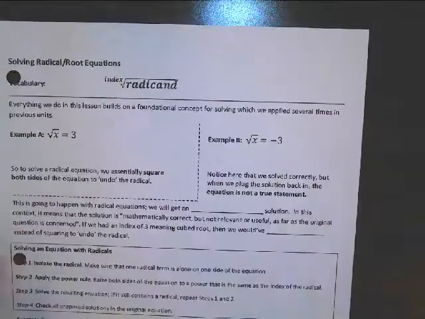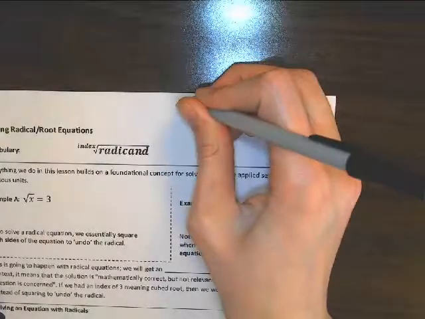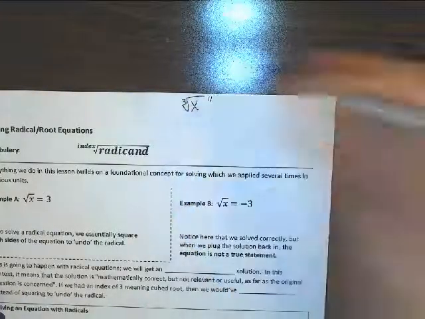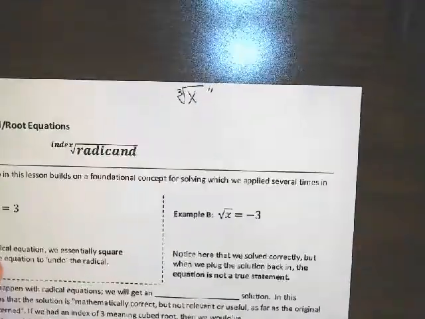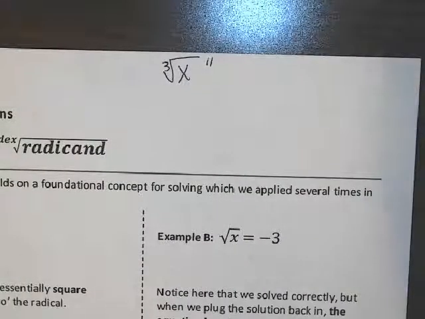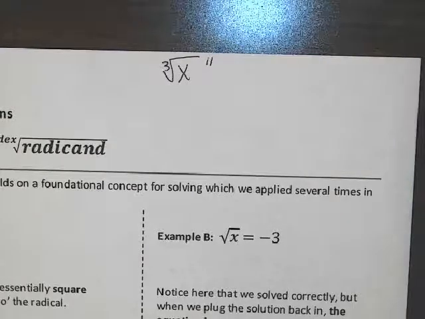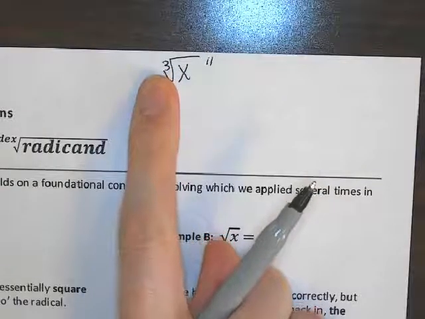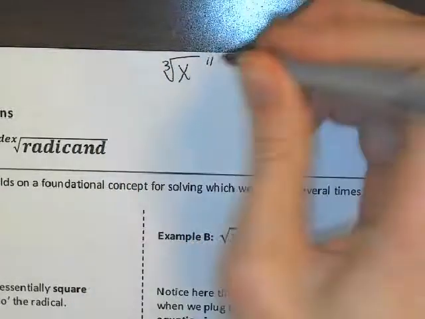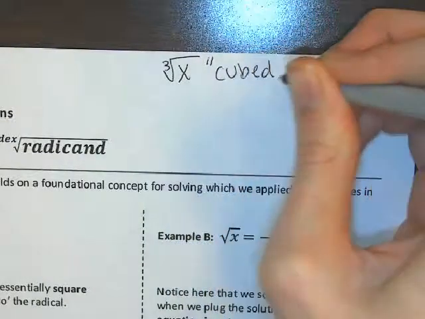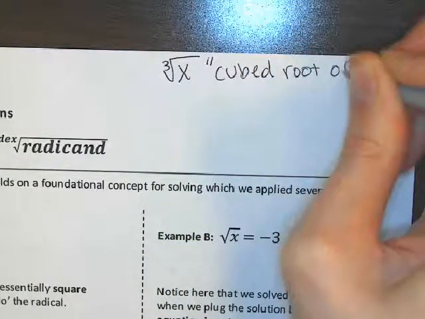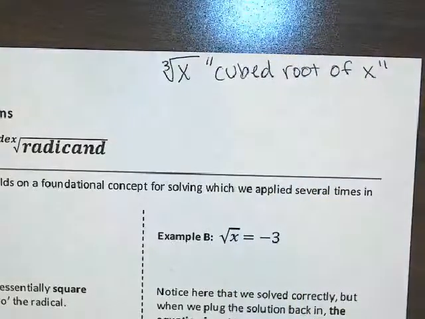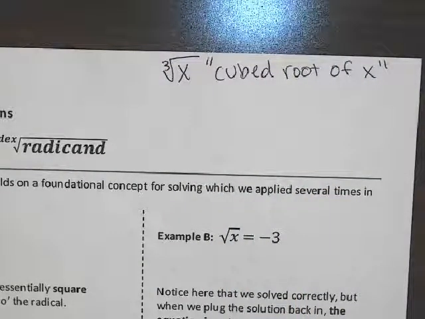Okay, so let's put a little example up here. I'm going to put this. How would you guys read this to me? Like in words, what would you say? Not 3, because then it would say a 3. It has the 3 as an index, so that means what? Cubed root of x. There you go. That's how you read it. Cubed root of x. Don't say 3 root, because that sounds weird. It's a cubed root. It's kind of like an exponent, but it's an index of an exponent.